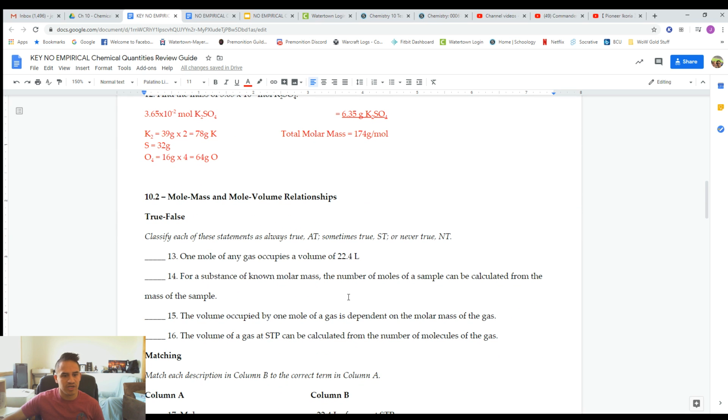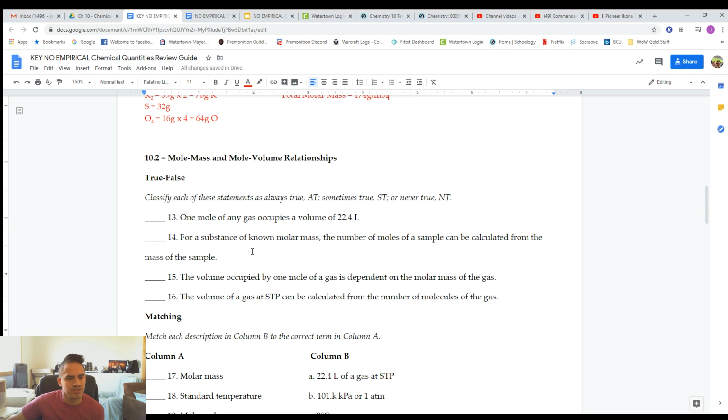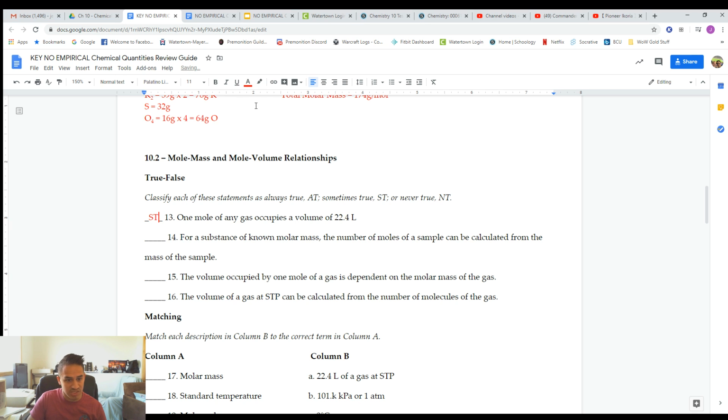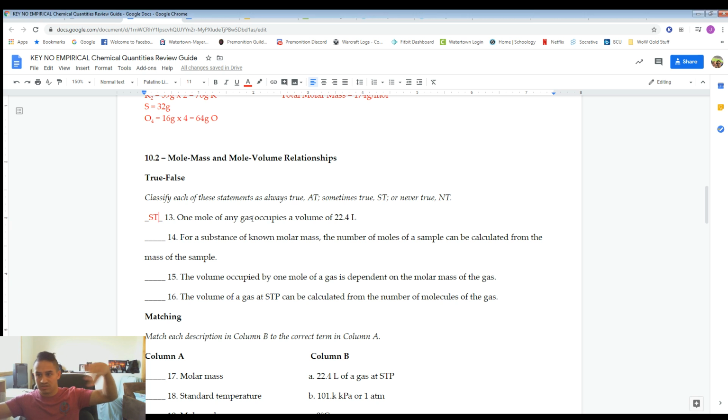All right. Moving on, here we go. Again, always true, sometimes true, never true. Number 13, 1 mole of any gas occupies 22.4 liters of space. This is sometimes true. And the reason this is sometimes true is because this only works if the gas is at standard temperature and pressure. If it is not at standard temperature and pressure, then 1 mole of any gas could occupy all kinds of different volumes. So this is only sometimes true, okay? Not always true. It has to be at standard temperature and pressure.